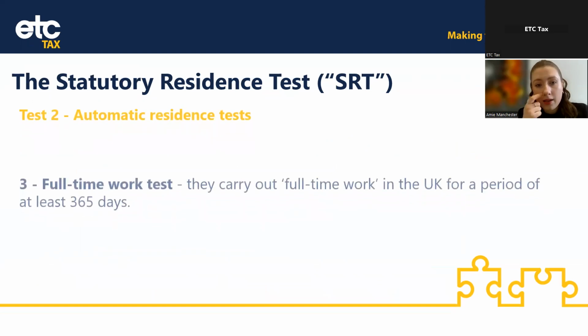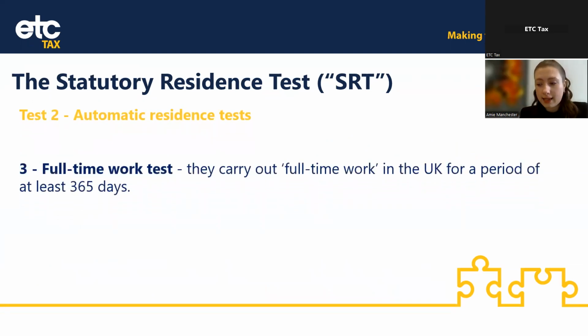So the final part of the automatic residence tests is the full-time work test. And again, we'll come on to have a look at this in a bit more detail, but this is essentially where the individual is carrying on full-time work in the UK for a period of at least 365 days.